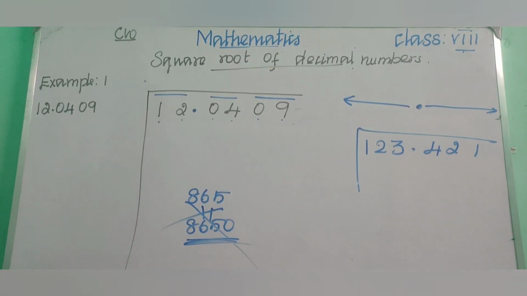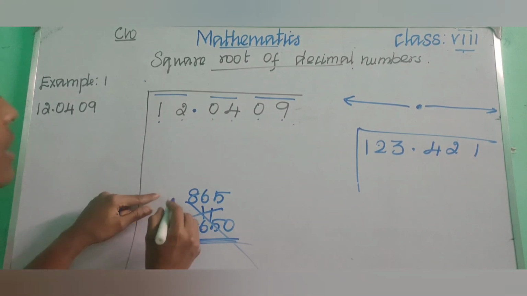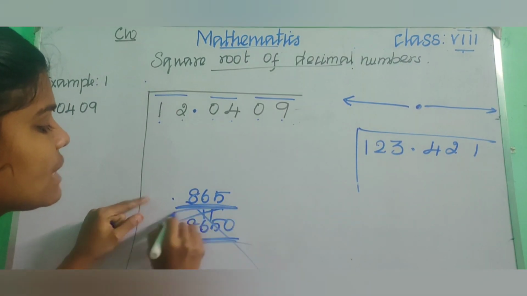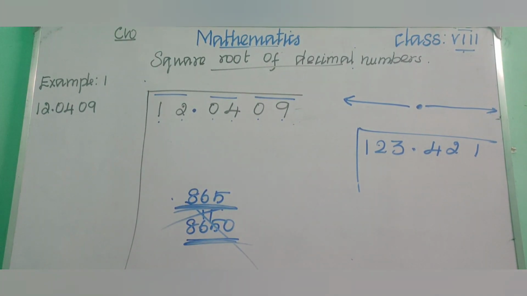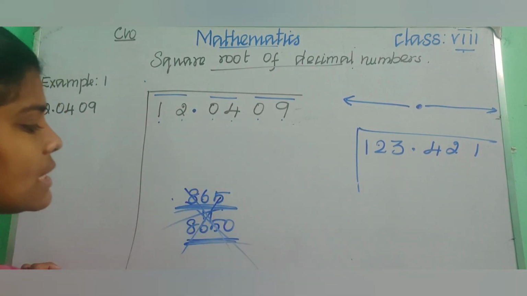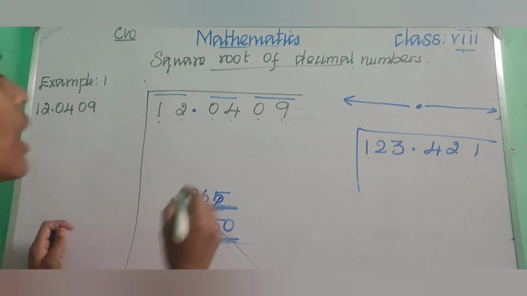Okay, children? If you are saying about money, if you have 865 and you wrongly say 8650, the money differs, right? The value also changes. So these two are not the same.